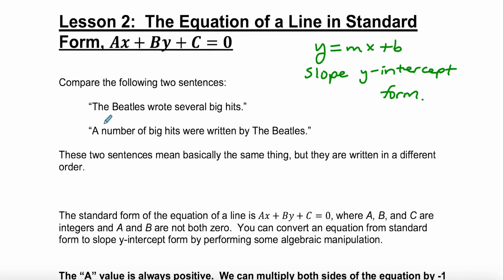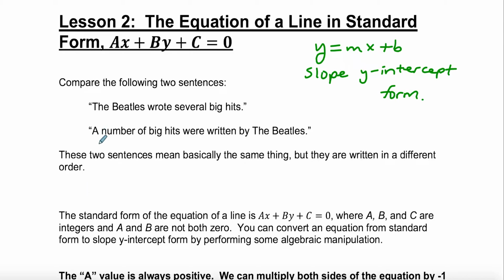Compare the following two sentences. The Beatles wrote several big hits, or a number of big hits were written by the Beatles. I'm hoping you can see that those are saying the same thing, but they're written in a different way. So that's the same idea as what we're going to do with these two different equations. It's going to be the same line, the same equation, but just written in a different order.